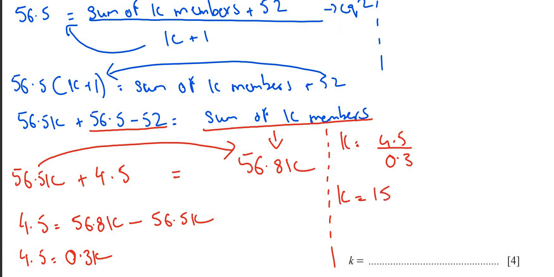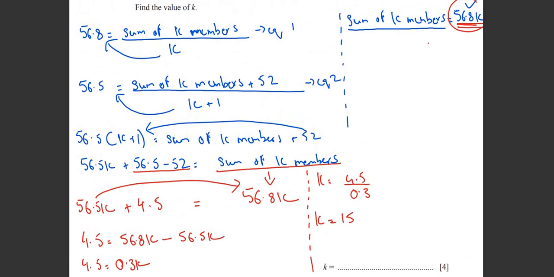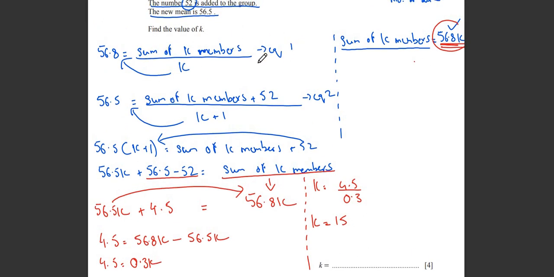So for you guys, what I'm doing, I'm going to zoom out. Here you go. You guys can look at all the working. What I did, I made the equation 1, equation 2. From equation 1, I made sum of k members the subject, and then from equation 2, I solved this whole thing. Then I plugged in the respective numbers.